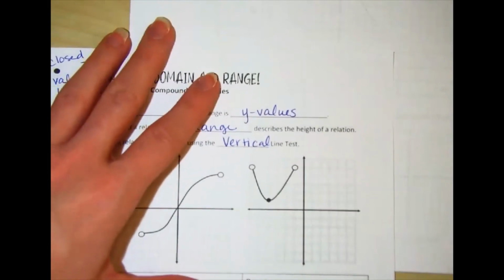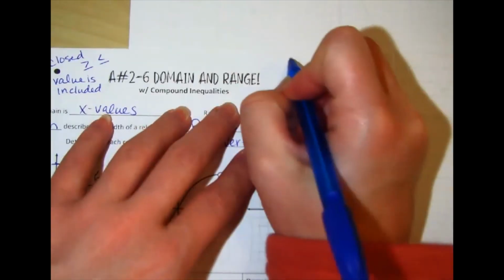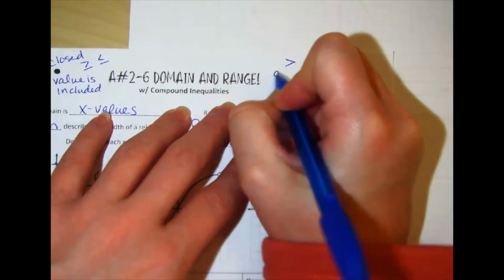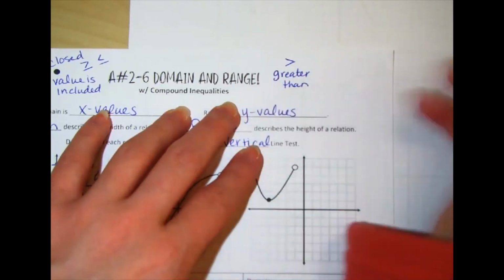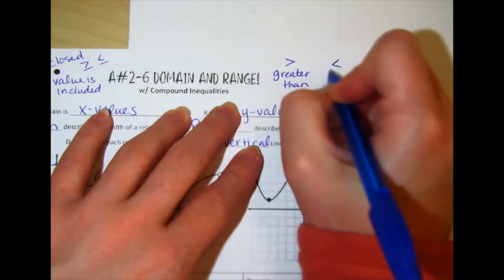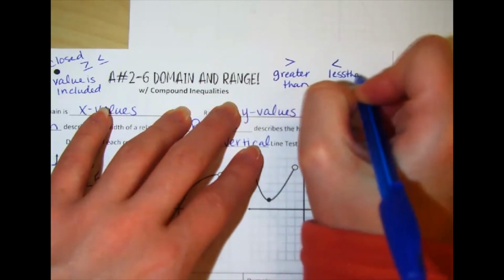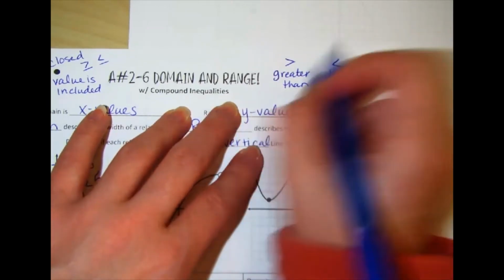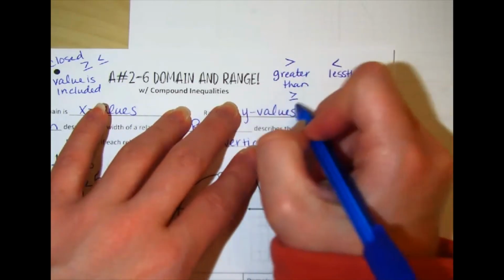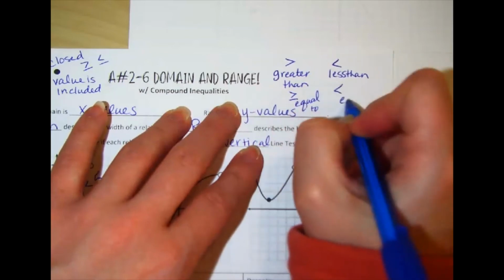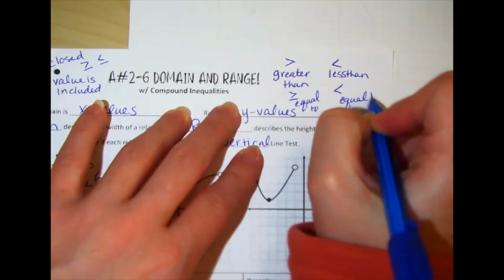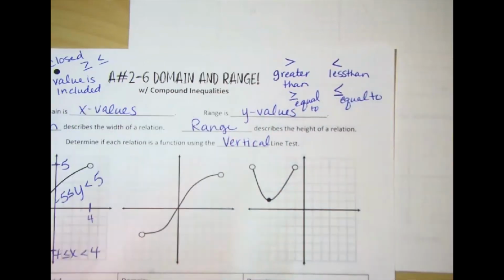Tell you what, let's go up here in this corner and we'll write a couple more notes. So this is greater than. This is less than. And then this is greater than or equal to. Less than or equal to. Oop, there we go.